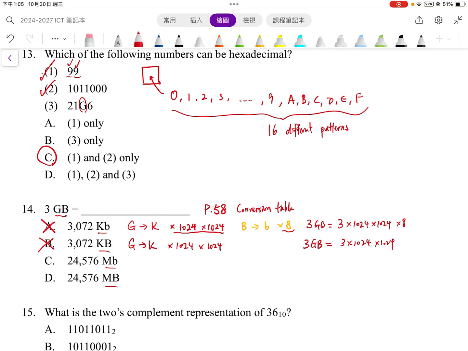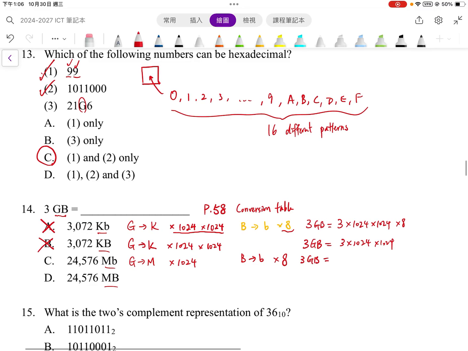The next one, we have GB to megabits. In this case, we have G to M, so we have to times 1024 once, and then for bytes to bits we need to multiply by 8. So 3 gigabytes equals 3 times 1024 times 8, which is 24576. You should have the answer C.